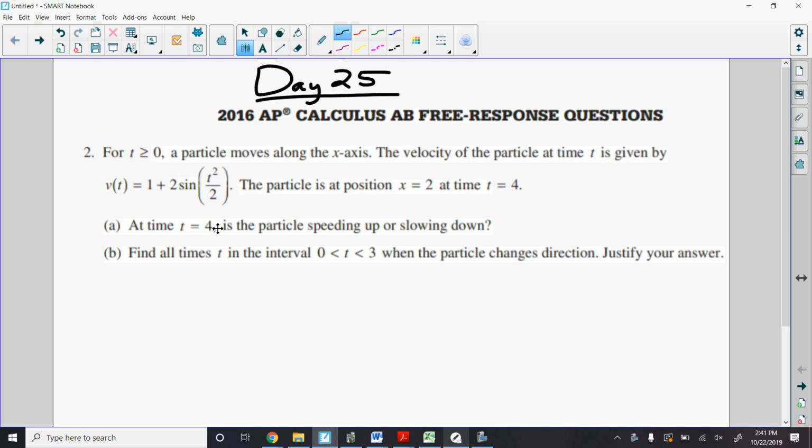For t greater than or equal to 0, a particle moves along the x-axis. The velocity of the particle at time t is given by v of t equals 1 plus 2 sine of t squared over 2. The particle is at position x equals 2 at t equals 4. So what they gave you here is, when you read this, you have to understand the equation given here is a velocity equation, right? We should know that from v of t, but it also says it's a velocity equation, okay? They also give you a position at a specific time. That's going to be more helpful later on. For right now, we should be able to answer both of these questions just with that v of t equation.